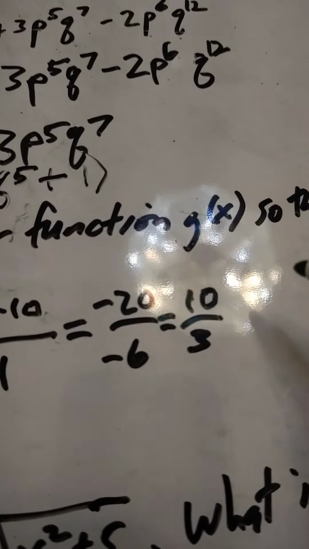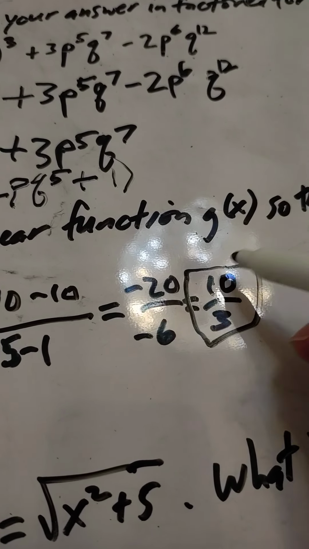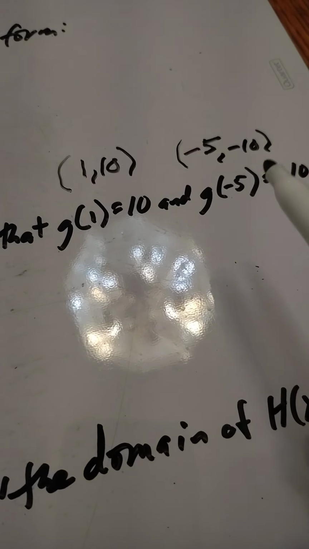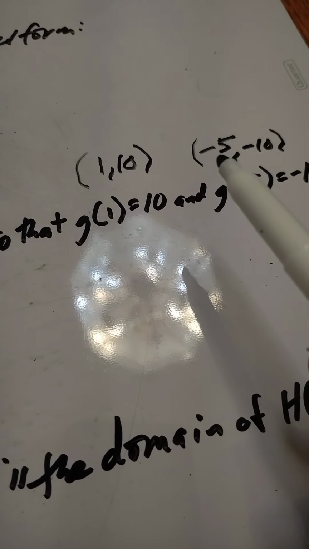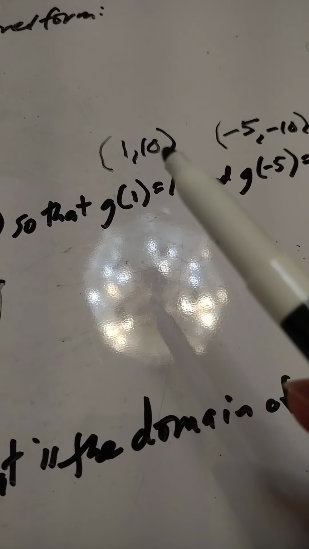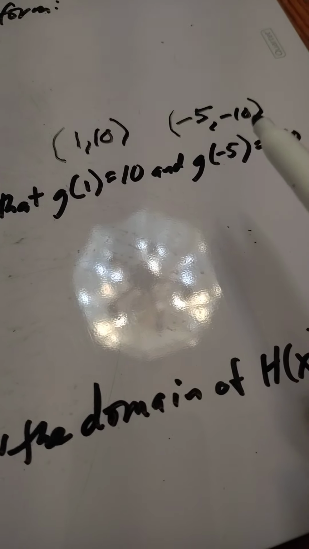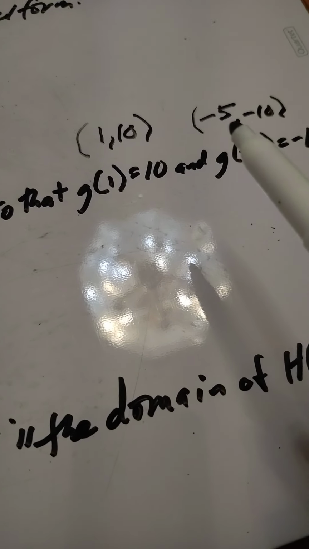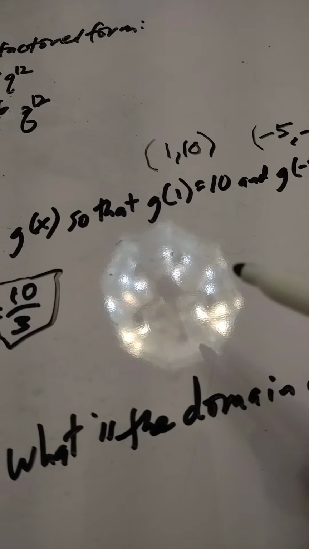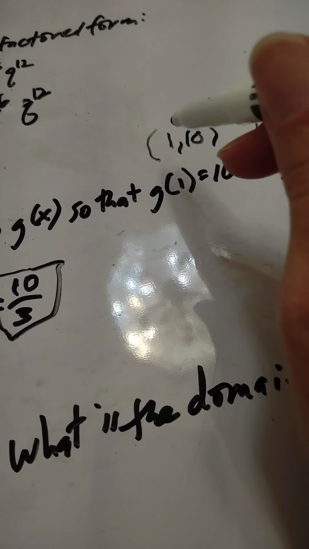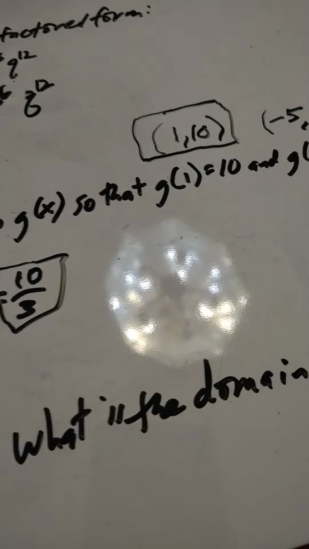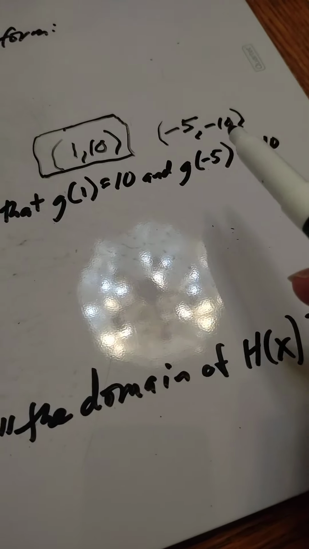So now that I have my slope, and by the way, instead of negative 10 minus 10 over negative 5 minus 1, you could have started with this point first. So you could have gone 10 minus a negative 10 over 1 minus a negative 5, and you would get the same answer. Okay, so I got my slope, and I'm going to choose this point, like I said, because it's easier to deal with since there's no negatives in it. But I could have chosen this point, and I would get the same equation.